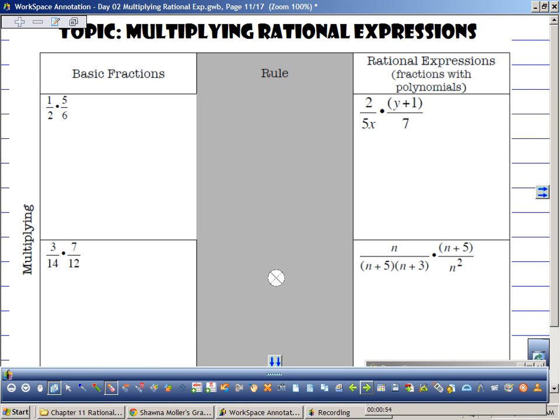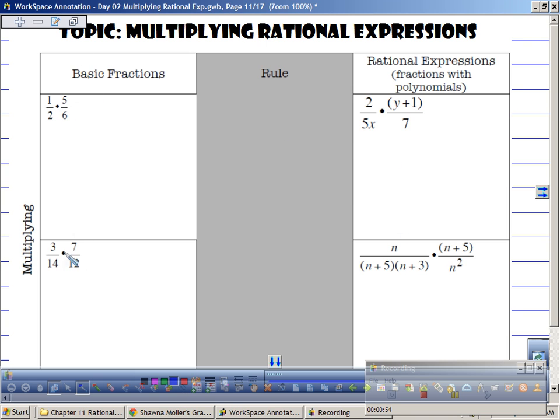And let's move on. Okay, so this is on that sheet that I passed out to you, but it's missing some operations, so just trying to fill them in. We're going to talk about what we know about basic fractions and try and apply that to rational expressions today. So today we're multiplying rational expressions. So somebody tell me, how would we multiply these two basic fractions?